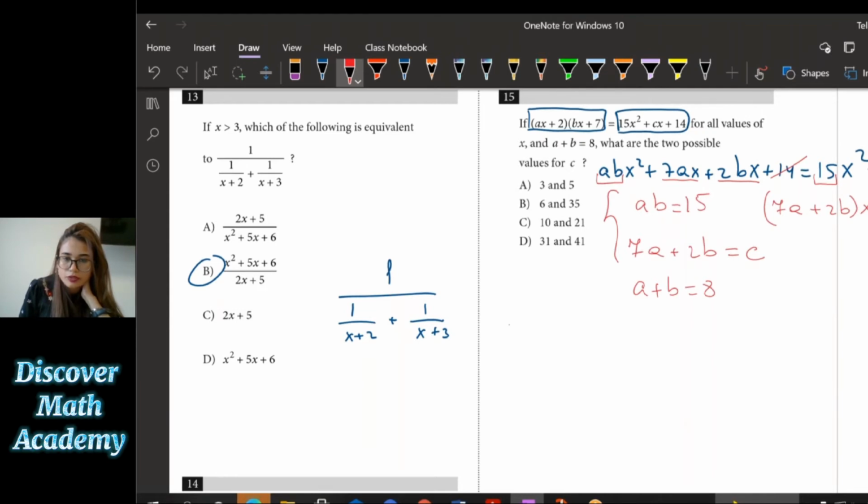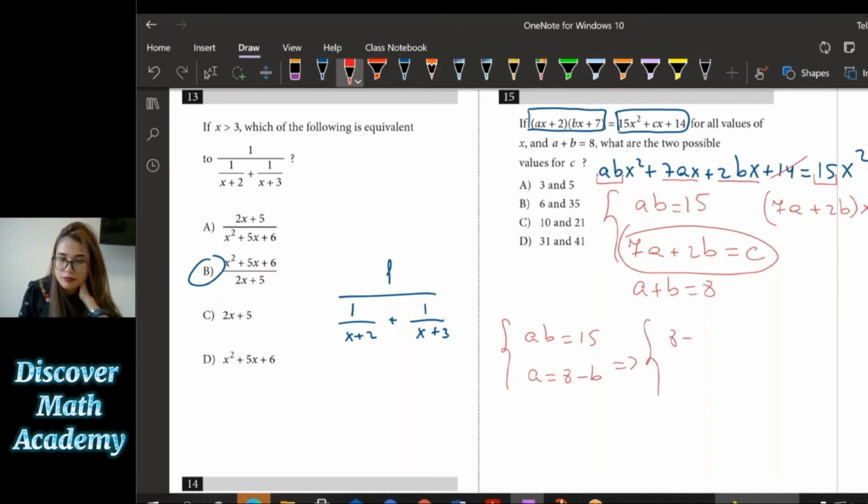Let's solve with the simultaneous equation. I have to find this one. ab is equal to 15, and instead of this one I can write a is equal to 8 minus b. Yes. So a, 8 minus b, multiplied by b is equal to 15, and a is equal to 8 minus b. Let's solve this question. 8b minus b squared is equal to 15, and I can write b squared minus 8b plus 15 is equal to 0.